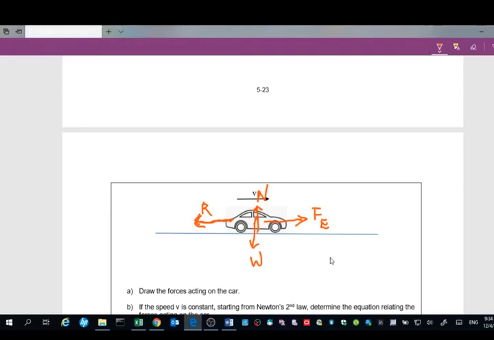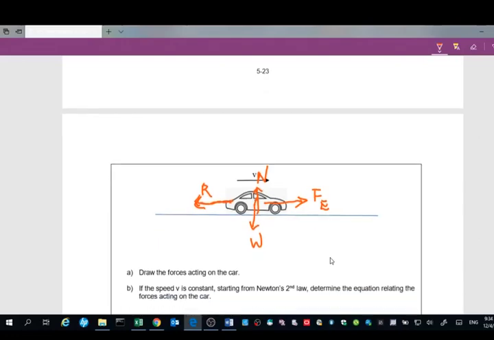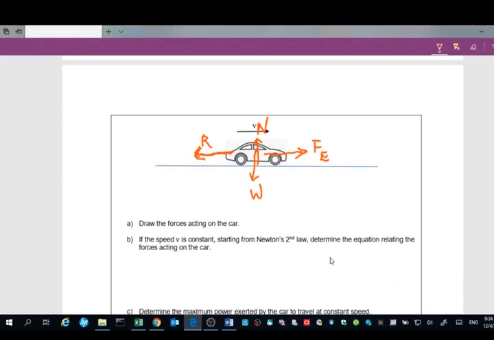Now, in general, the forces that we are interested in will be the ones in the horizontal direction, because the car doesn't move off the road surface. It doesn't move in a vertical direction. So most of the time, you'll only be interested in the forces in the horizontal direction.